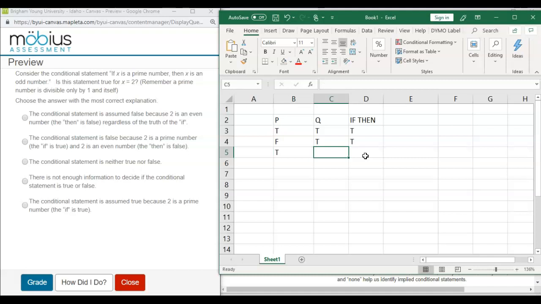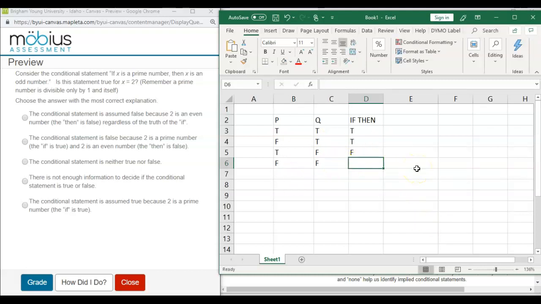The next one is if the conditional statement is true, but the conclusion is false. So she was elected to office, but taxes didn't go down, then she lied, and this is a false conditional statement.